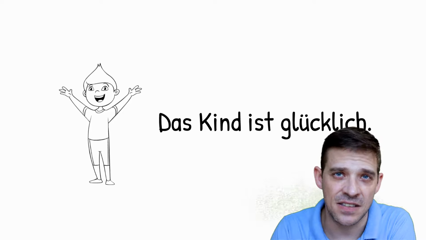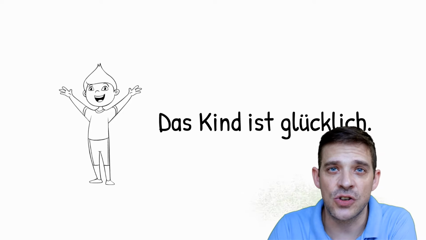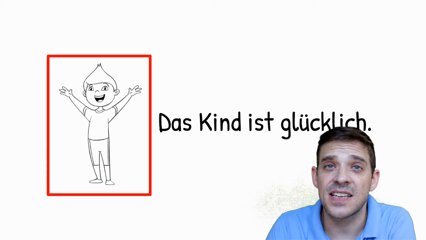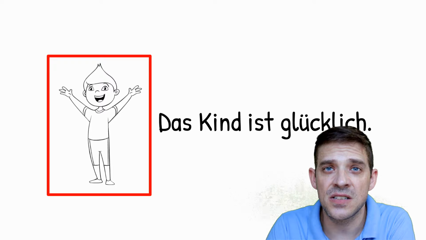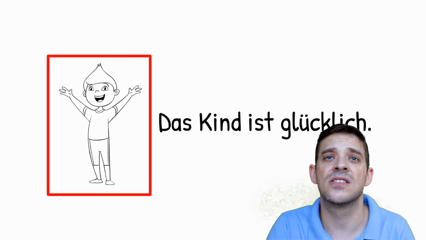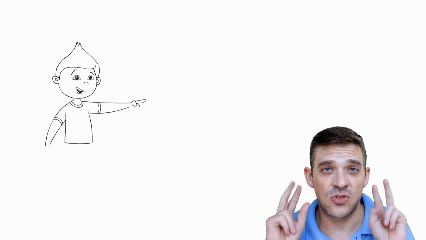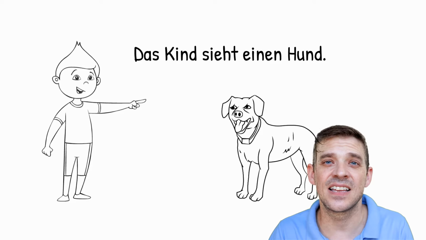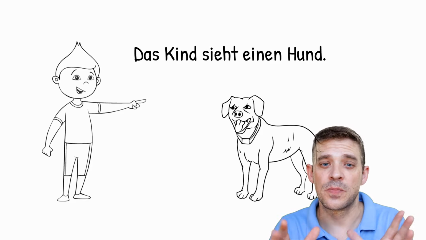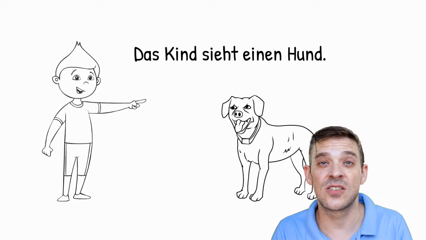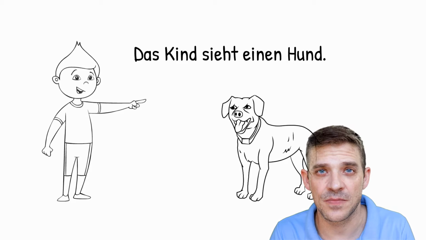What we have here, that's a child, right? A child, das Kind. Das Kind ist glücklich. The child is happy. So we have das Kind is Subjekt, and subject is always nominative. And there's nothing else, so it's pretty easy. Das Kind ist nominative. Let's say we have two things, or two people. A person, that's the child, and a dog, an animal. The sentence would be, das Kind sieht einen Hund. The child sees a dog.